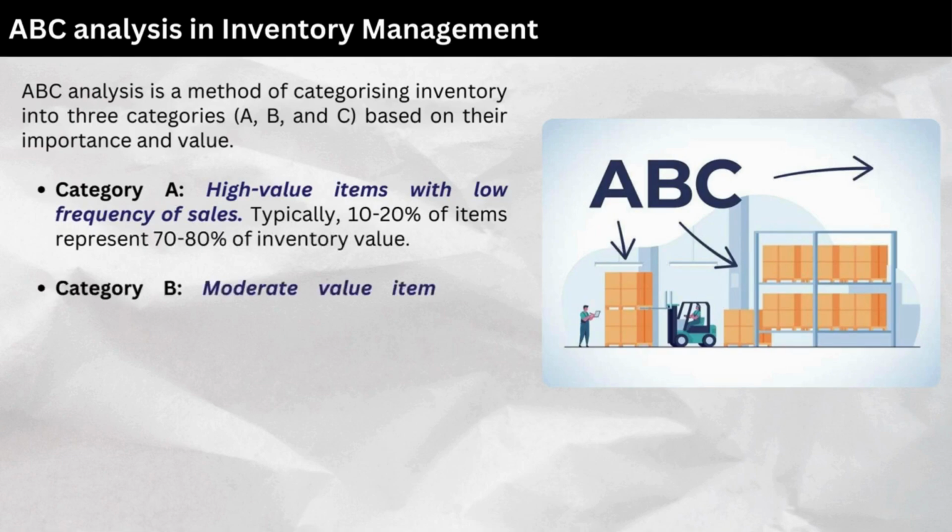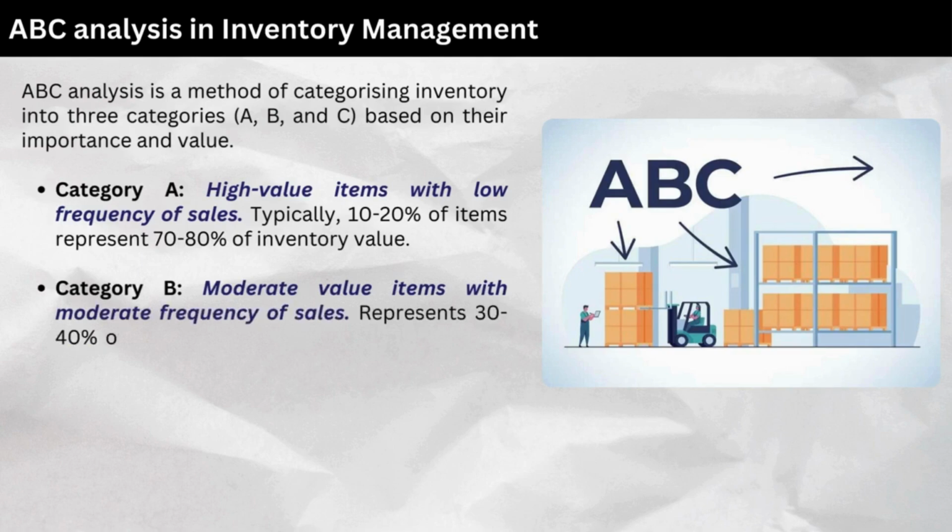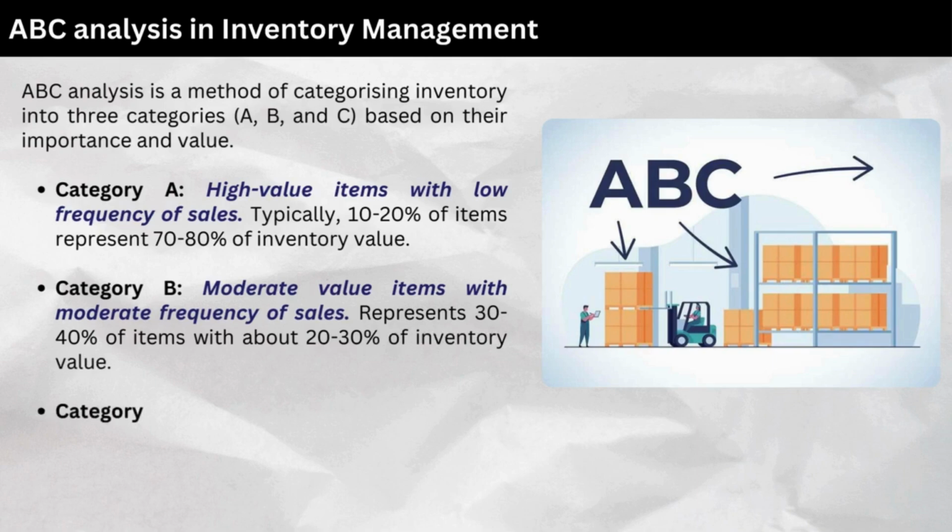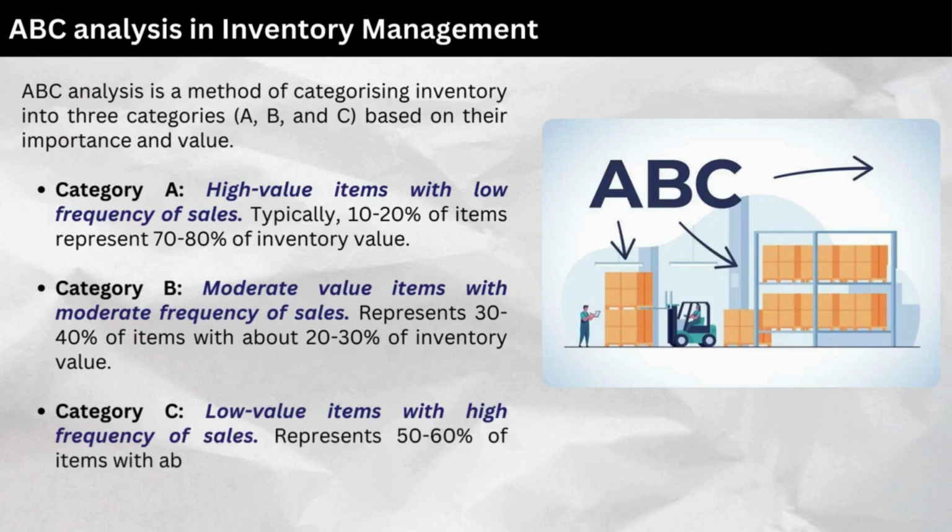Category B, moderate value items with moderate frequency of sales. Represents 30 to 40% of items with about 20 to 30% of inventory value. Category C, low-value items with high frequency of sales. Represents 50 to 60% of items with about 5 to 10% of inventory value.